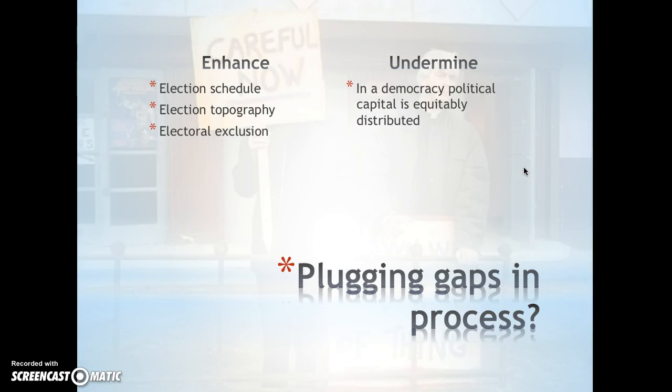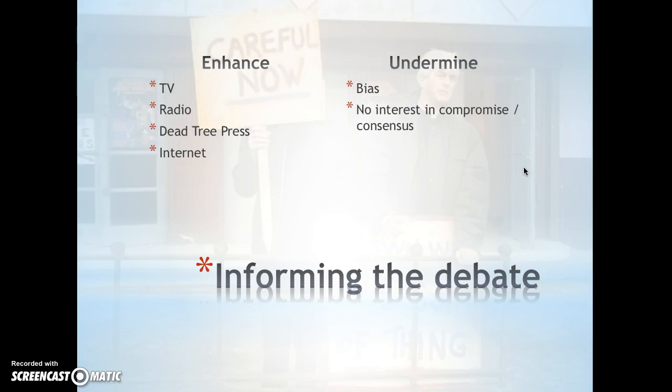However, we come back to that idea that in a democracy, political capital is equitably distributed, but pressure groups are not created equal. And so to a certain extent, again, there's the potential for pressure groups to distort that process. Informing the debate, well, that makes perfect sense. We've got TV, radio, the press, and the internet, and of course pressure groups get involved in all aspects of these mediums. The problem, however, is that each pressure group is coming from a particular position.